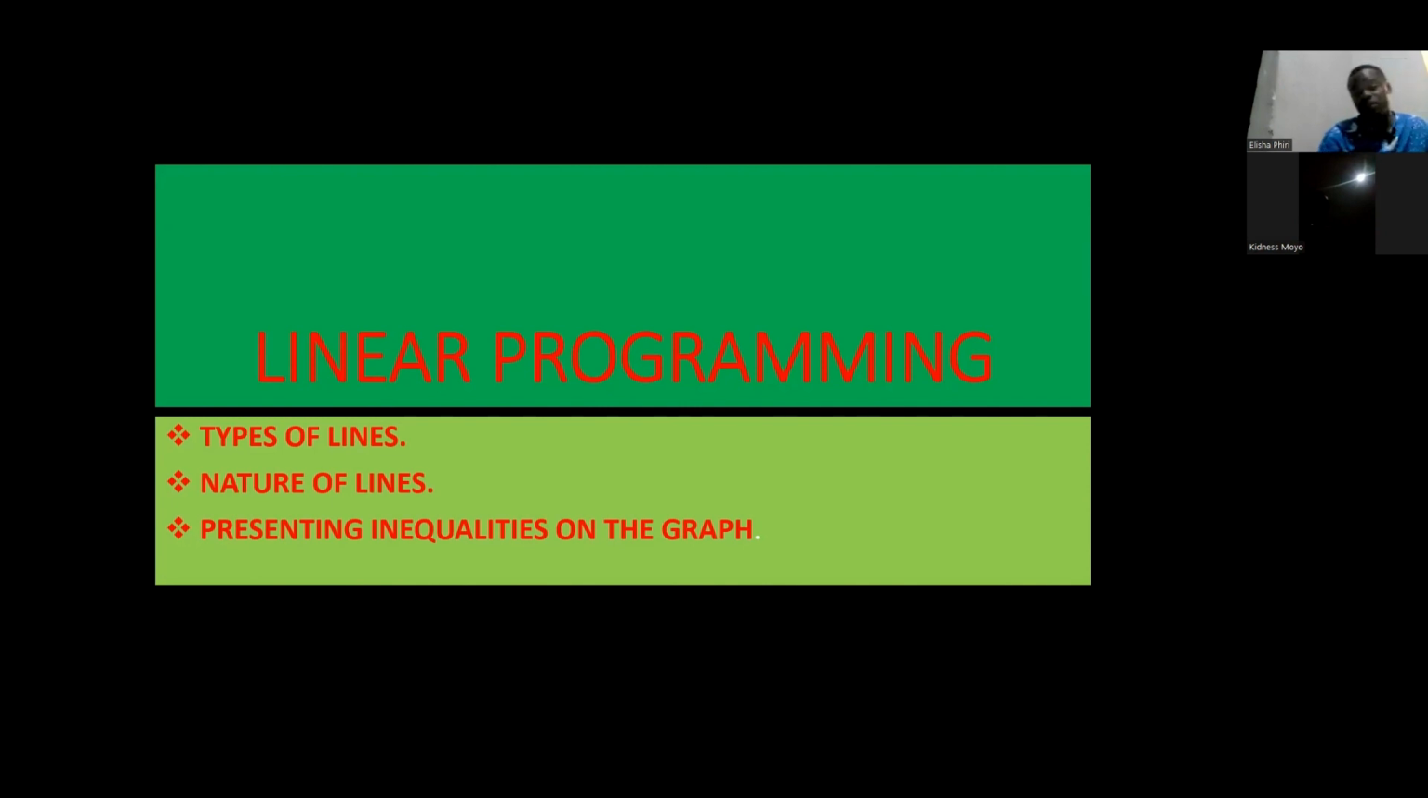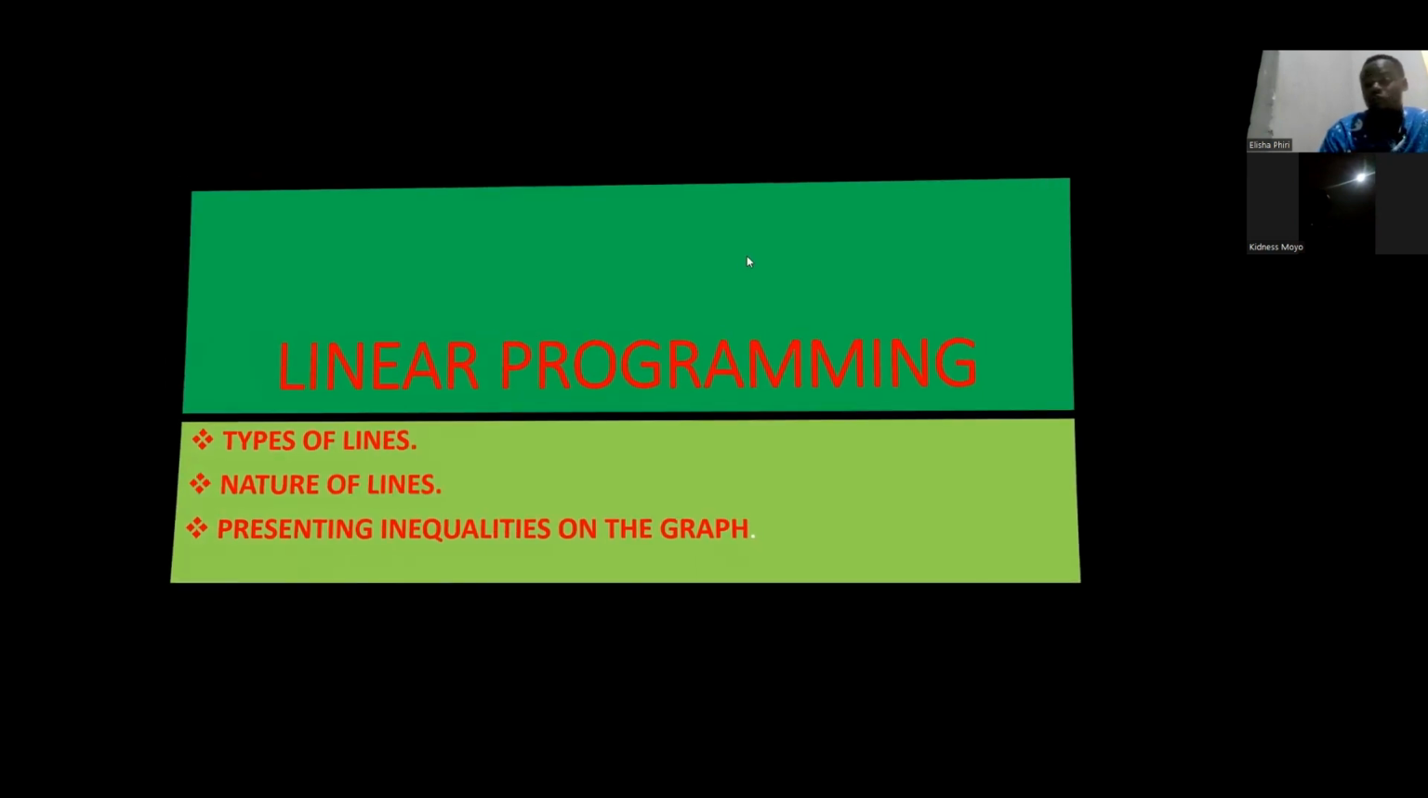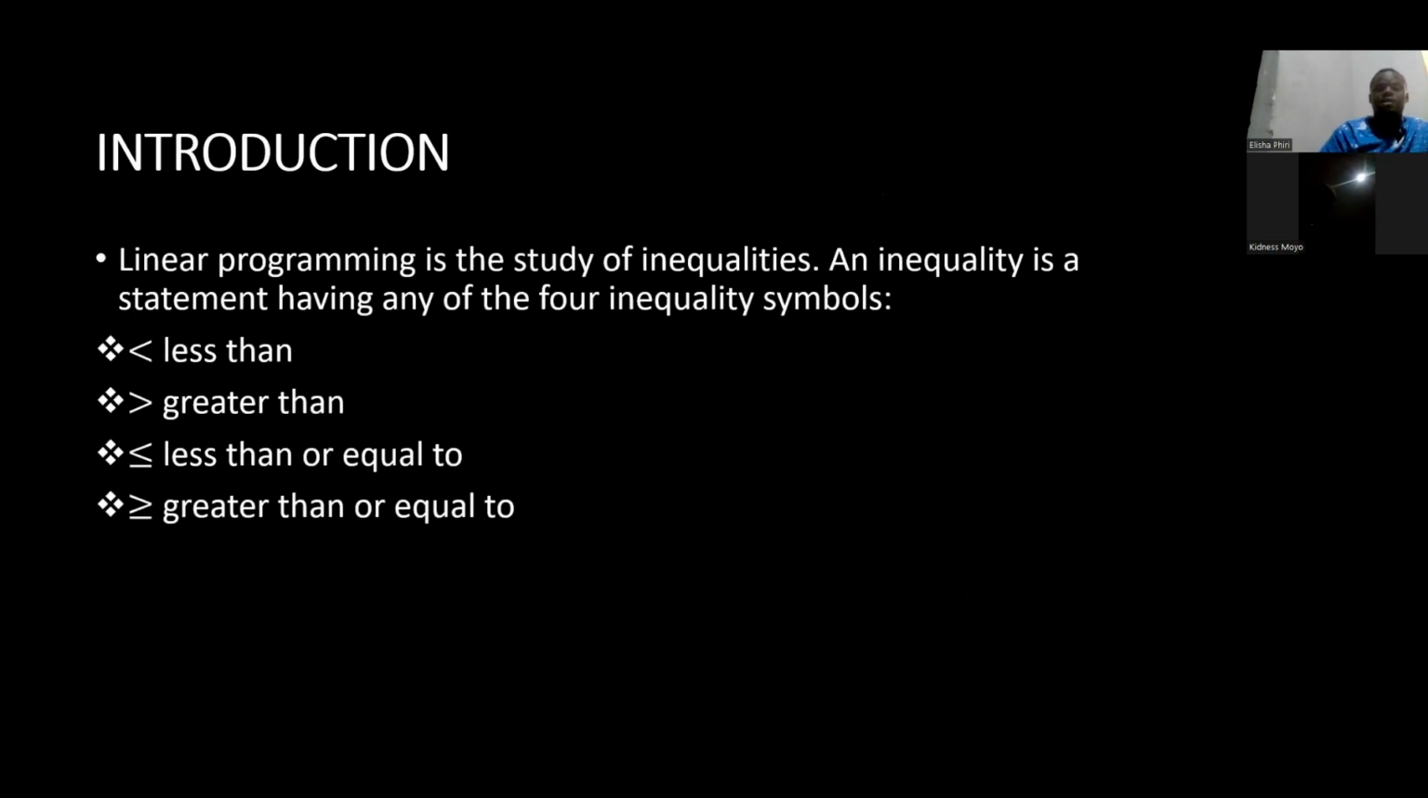So what then is linear programming? So linear programming is actually the study of inequalities. And then the question may be, what are inequalities? So inequalities are simply mathematical statements that involve inequality symbols. So the inequality symbols that we look at include less than, greater than, less than or equal to, or greater than or equal to. So those are the inequality symbols that we look at.